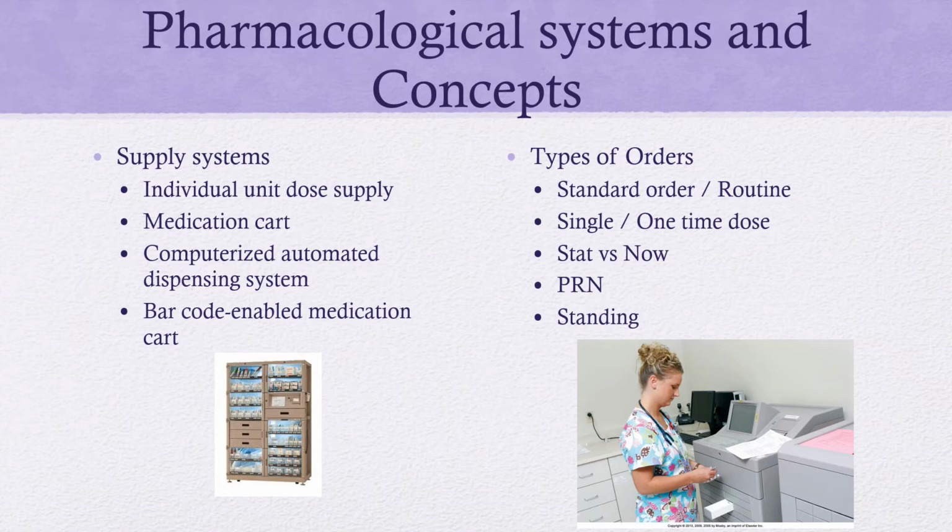Standing orders are those orders that generate with a diagnosis. So pneumonia may have a standing order for an antibiotic, or maybe magnesium is going to be ordered for an electrolyte imbalance if we give it, or we have to give it if it drops below 1.5. So those are our standing orders.